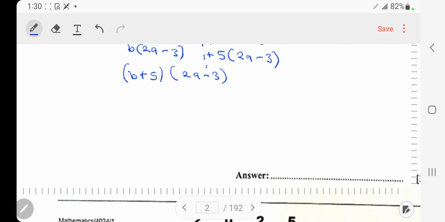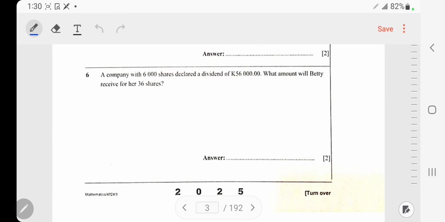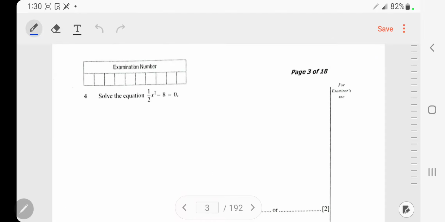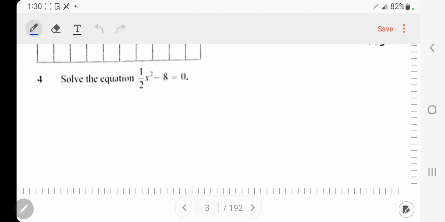Looking at the next question, which is our question 4, we have solve 1 over 2 x squared minus 8 is equal to 0. So what are we going to do? So first we have 1 over 2 x squared minus 8 should be equal to 0. So we are going to get the 8 and take it this side. So we have the half of x squared should be equal to positive 8.